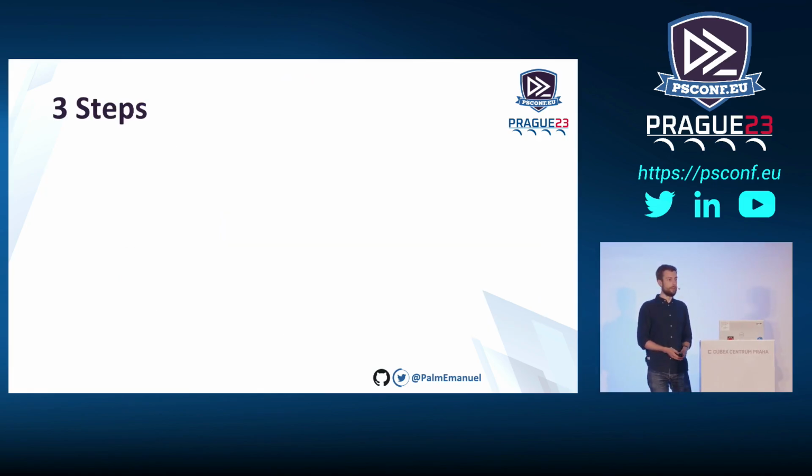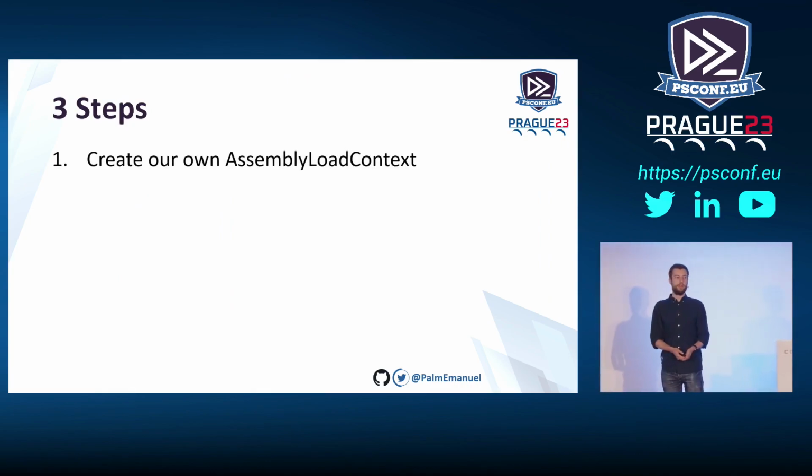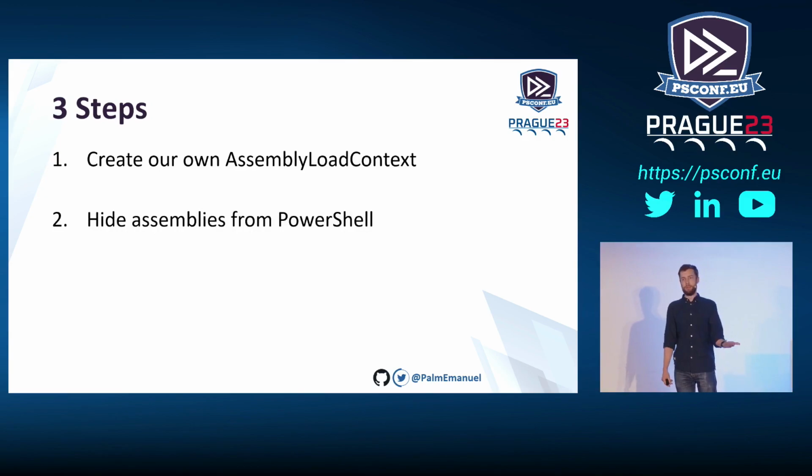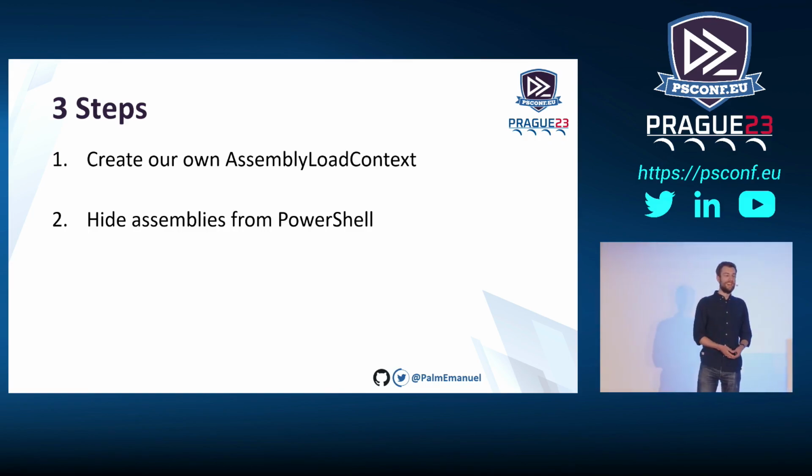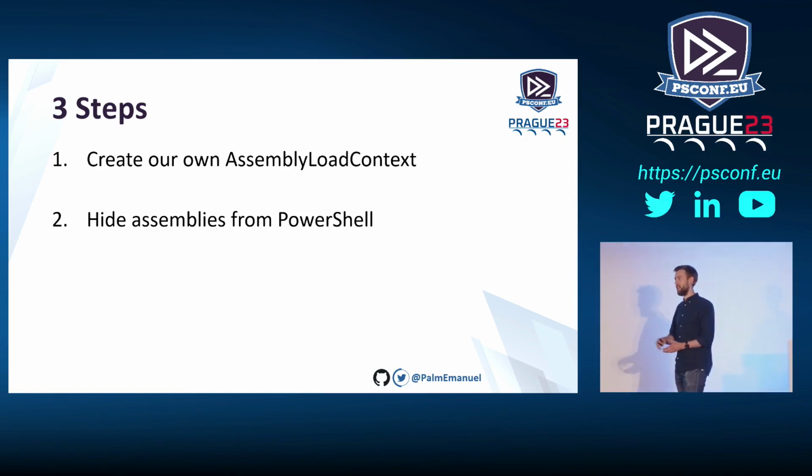To do this, we have 3 steps. We need to create our own assembly load context. We need to hide assemblies from PowerShell, because if PowerShell finds them, it will load them and it will break everything. So it's going to load them into the default ALC, and we need to make sure that PowerShell does not find our assemblies. So we need to hide them.